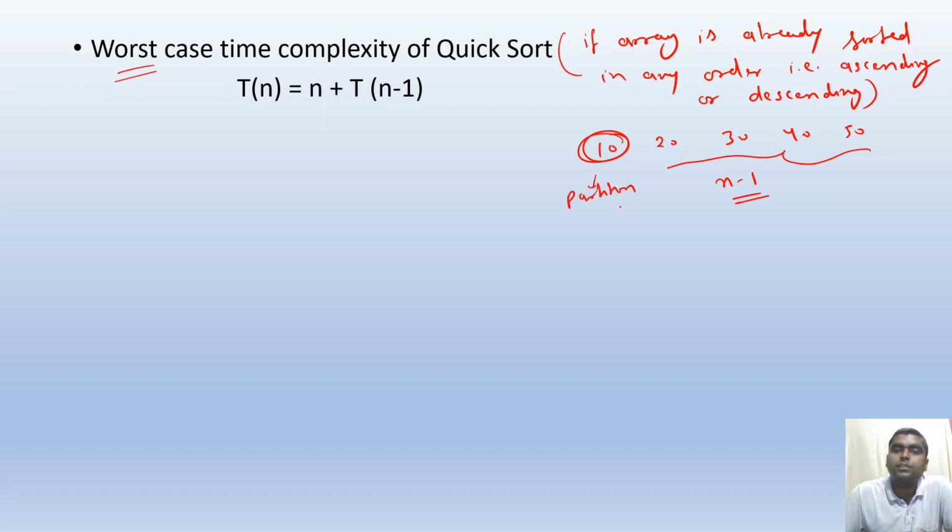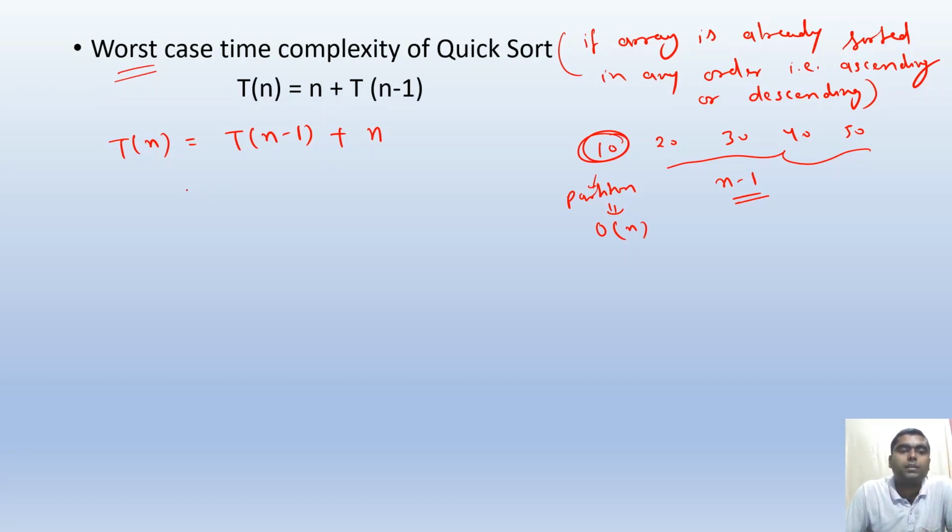So partition will take what? Order of n time. Okay, and this is the time taken by this. So in this case, what will be the recurrence relation? Recurrence relation will be t of n equals t of n minus 1 plus n. So what is this t of n minus 1? The time for a problem of n inputs is t of n, so for n minus 1 inputs, whether ascending or descending, it will take t of n minus 1. And n is the partition time. Okay, partition time.